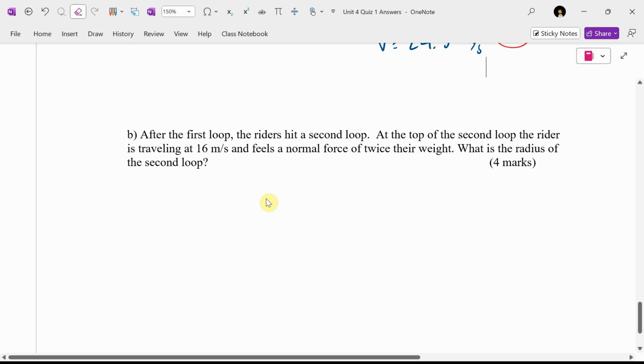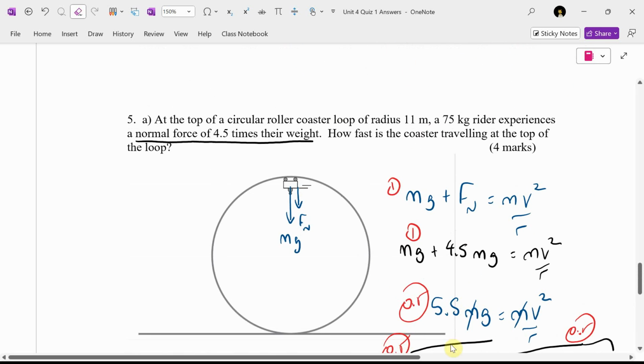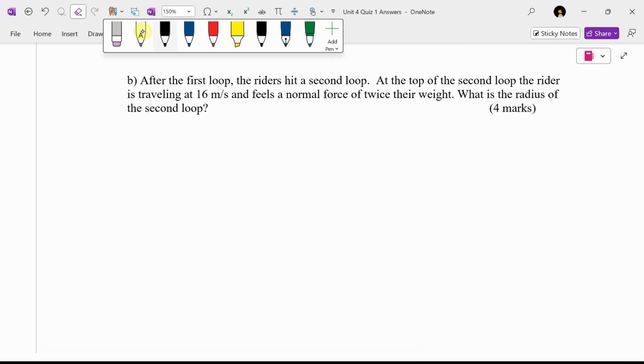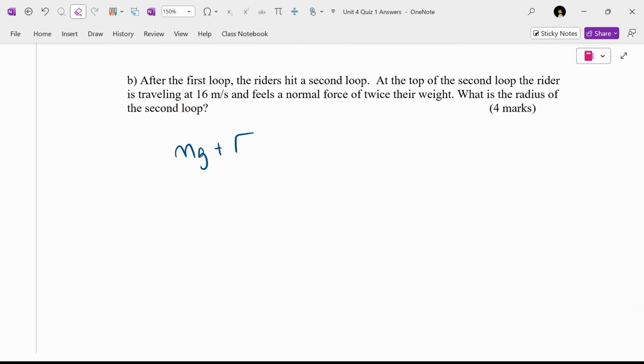After the first loop, the riders hit a second loop. At the top of the second loop, the rider is traveling 16 meters per second and they feel a normal force of twice their weight. What's the radius of the second loop? I cheated a bit here. I said, I'm pretty sure since we're at the top of the second loop, the free body diagram is identical. Which means I think the equation is identical. I can take this first line, mg plus fn equals mv squared over r, and I can just recreate it right here.